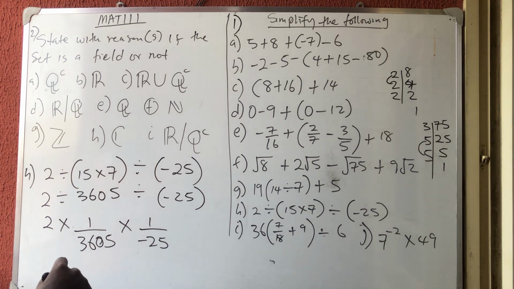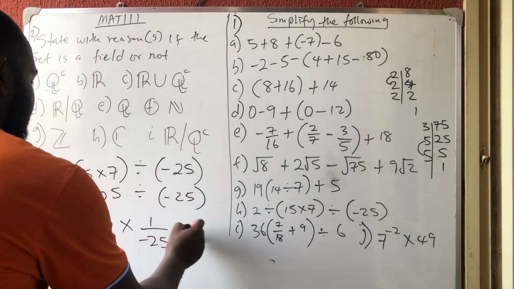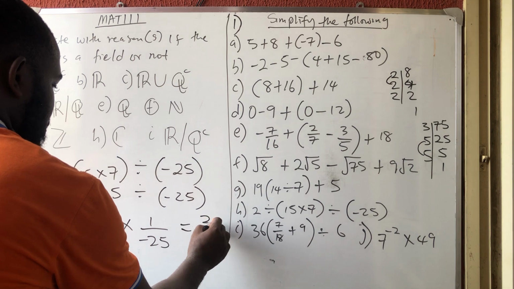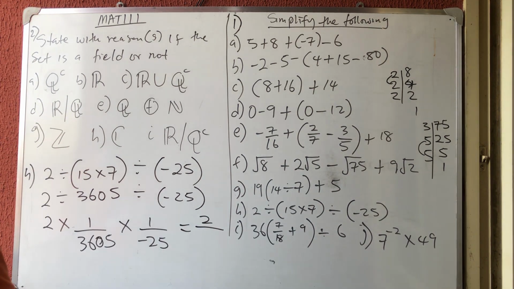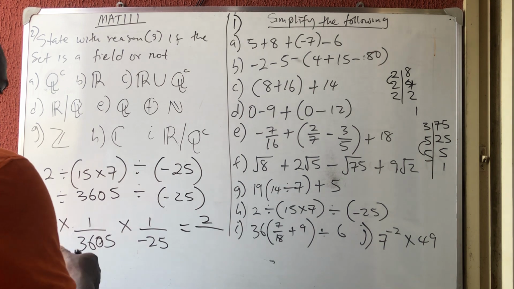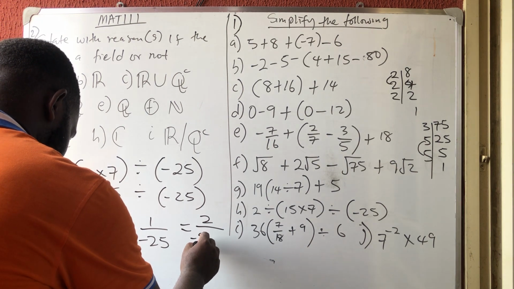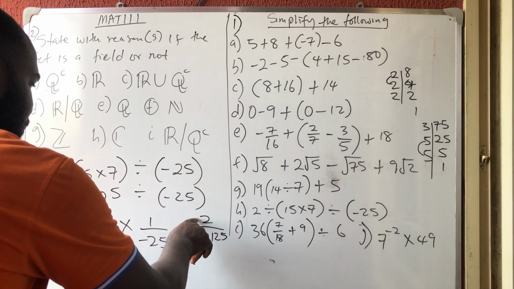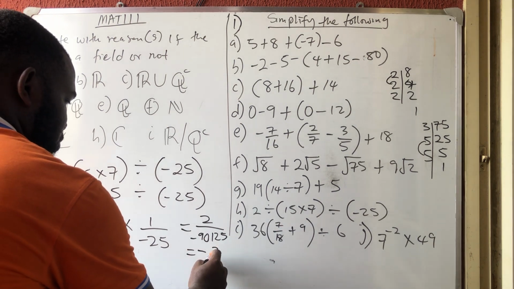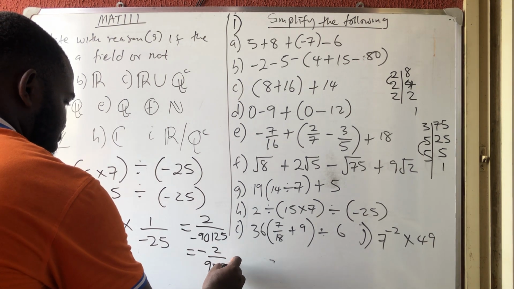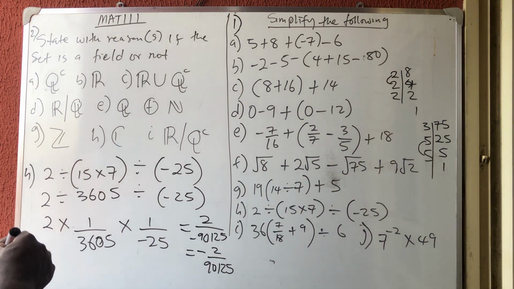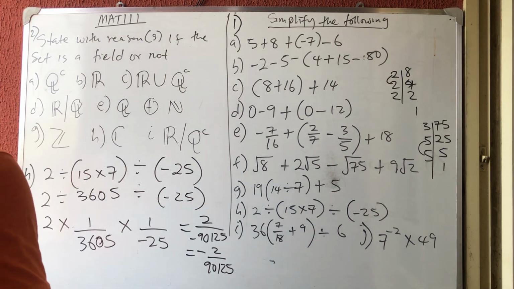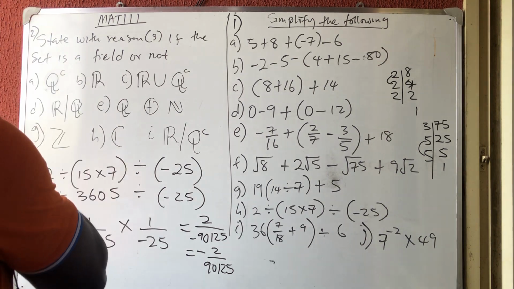So if you look at the numerator, the only thing at the numerator is now 2 times 1 times 2, which is 2, all over. This times this will give you times 25. So I'm having 9 minus 90125. Okay, so my answer is now plus minus is minus, then 2 over 90125. As simple as that. So let's go to the next one.